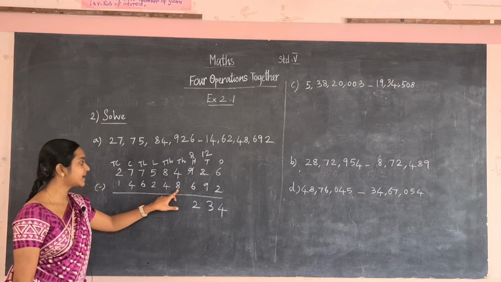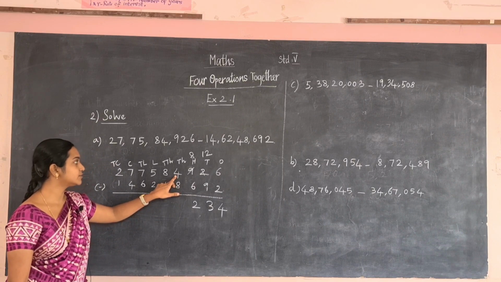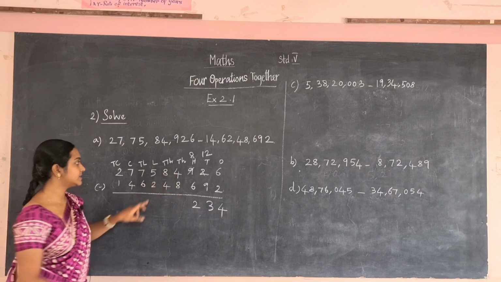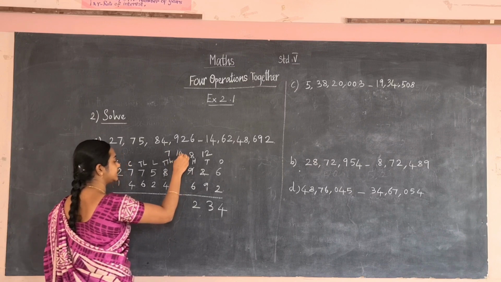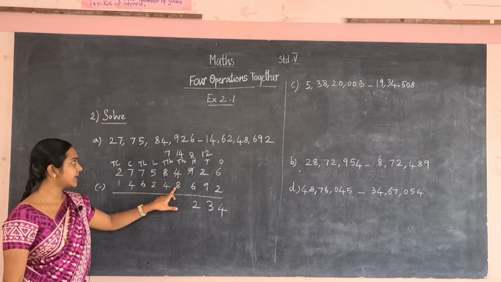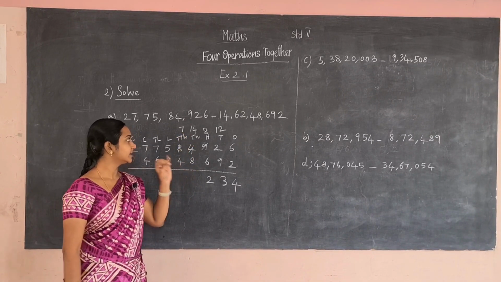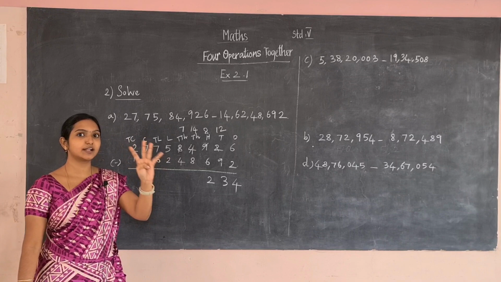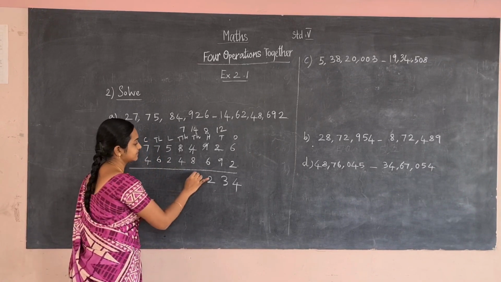Now we have to subtract 8 from 4. We cannot subtract as 4 is smaller. You have to borrow 1 from 8. So 8 will become as 7 and 4 will become as 14. Now 14 minus 8. After 8 count until you reach 14. After 8, 9, 10, 11, 12, 13 and 14. So the answer is 6.